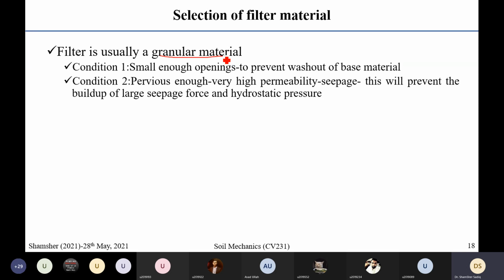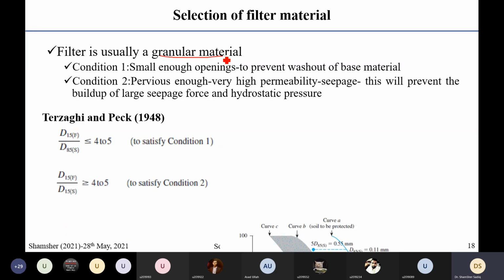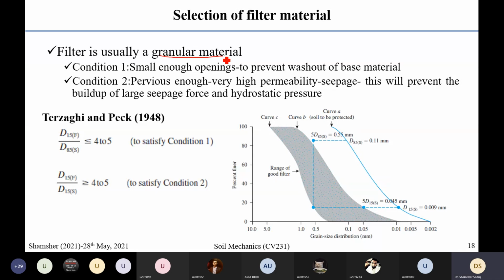Condition 2 is something which someone answered, that we need to have the highly permeable material, so that there is no build up of the pressure. Now this is the answer. This is Terzaghi and Peck, and Professor Peck is also very famous. He has worked with Professor Terzaghi, so they came up with the design equations in 1948.